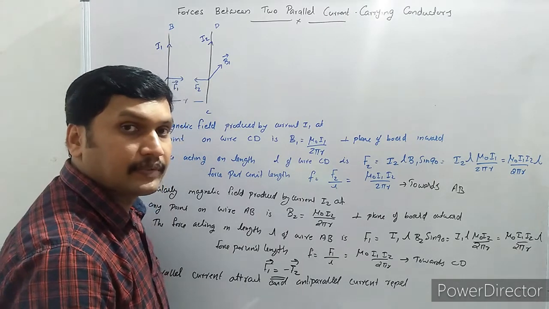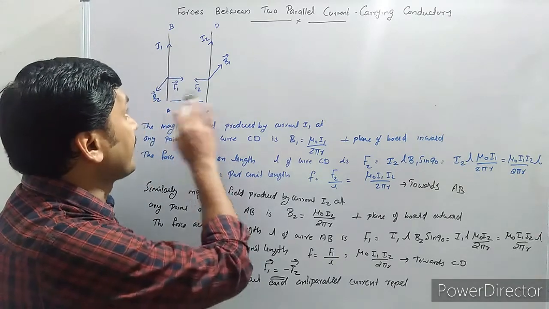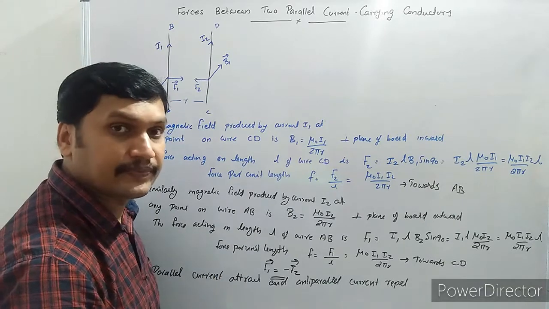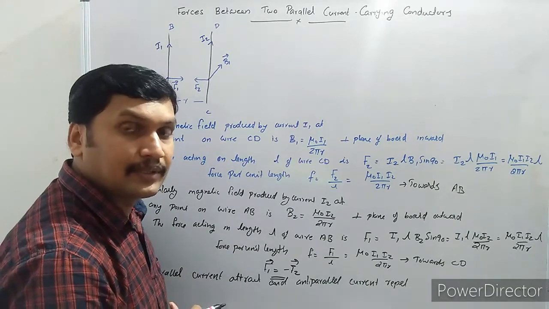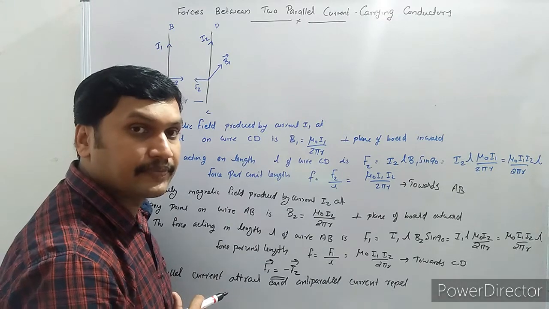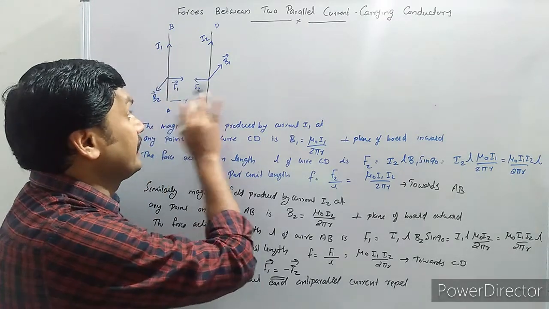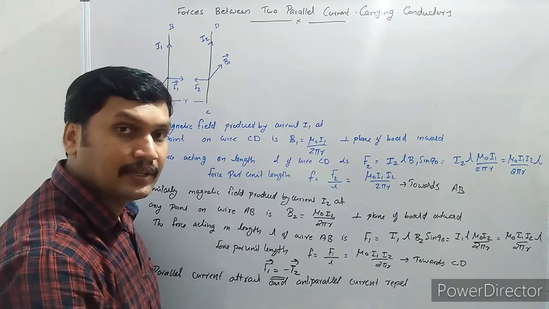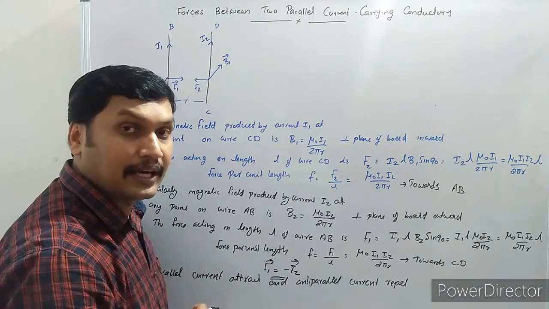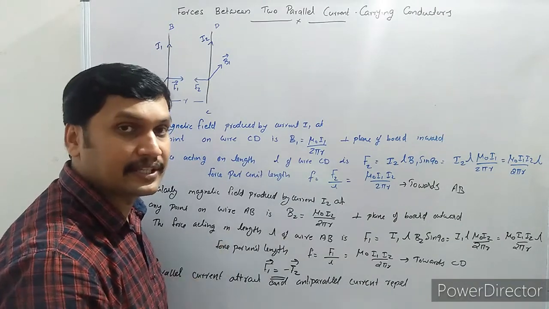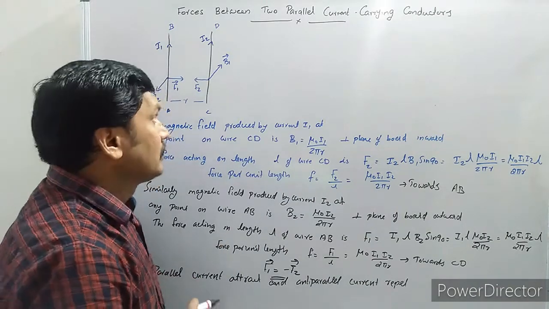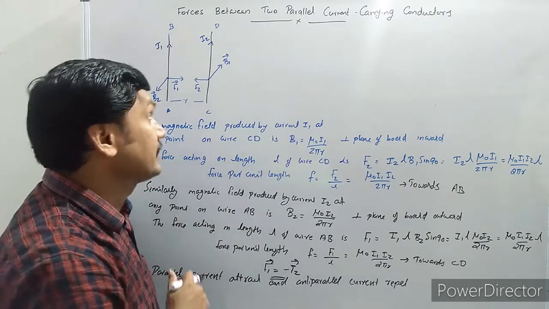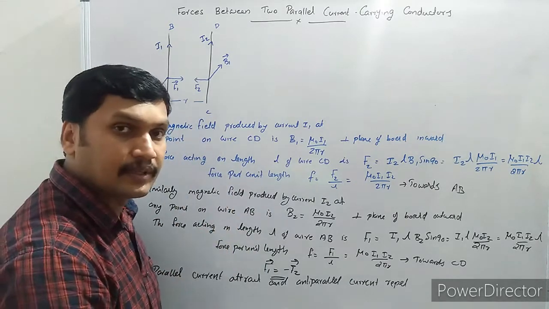Now let us find the force of interaction between two parallel current carrying conductors. In 1820, Ampere observed that parallel current carrying conductors attract each other and anti-parallel current carrying conductors repel each other. Now let us find the magnitude of the force of attraction and repulsion between the current carrying conductors.